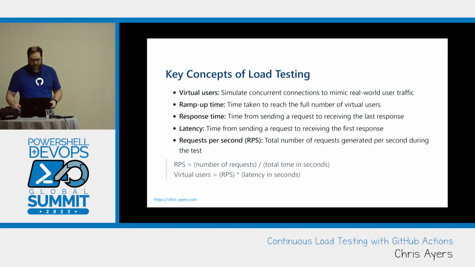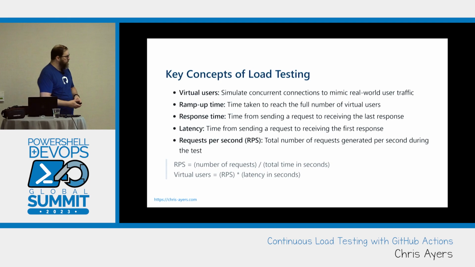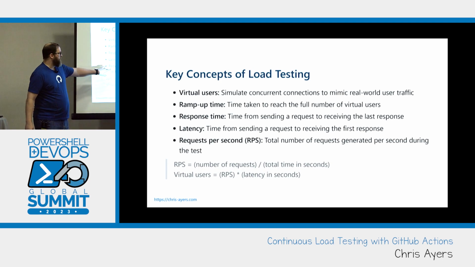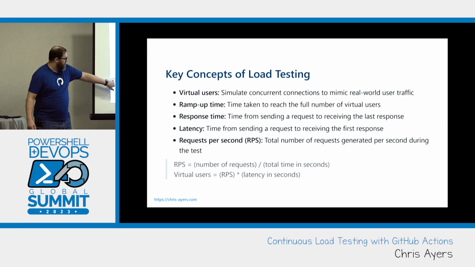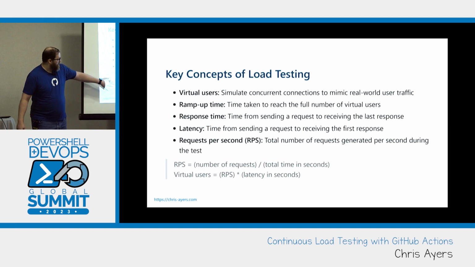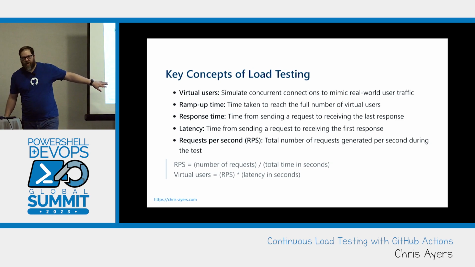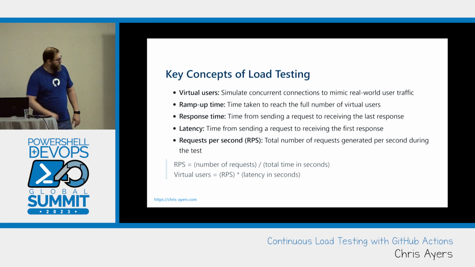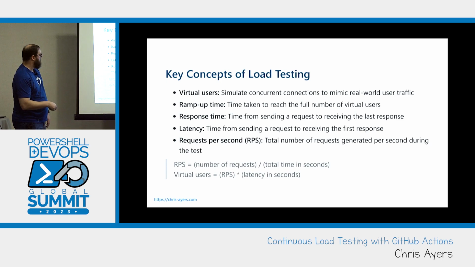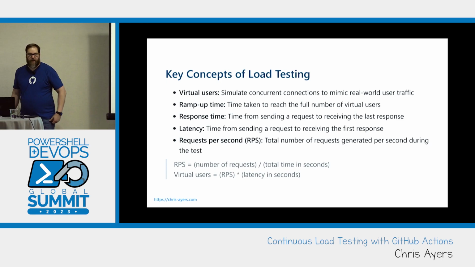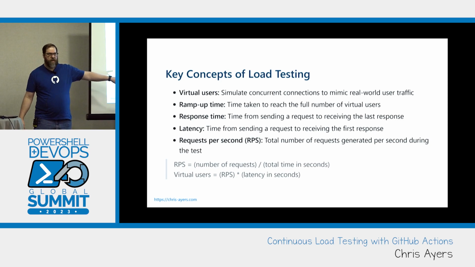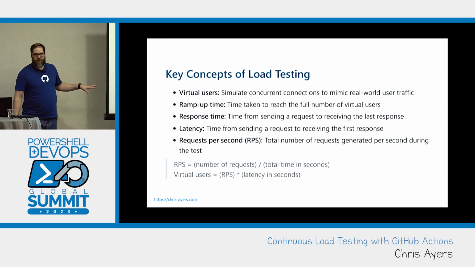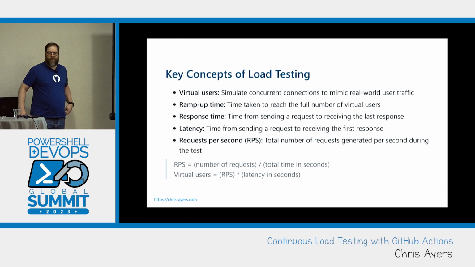Latency, that's another one. And then we'll look at requests per second. This is how many requests we're going to be sending per second throughout the test. There's some basic algebra you can use to calculate some of this: number of requests divided by total time, requests per second times latency. If you know some of these things that you have to meet, you can calculate how many virtual users you want to deal with or how many requests per second you're trying to deal with.